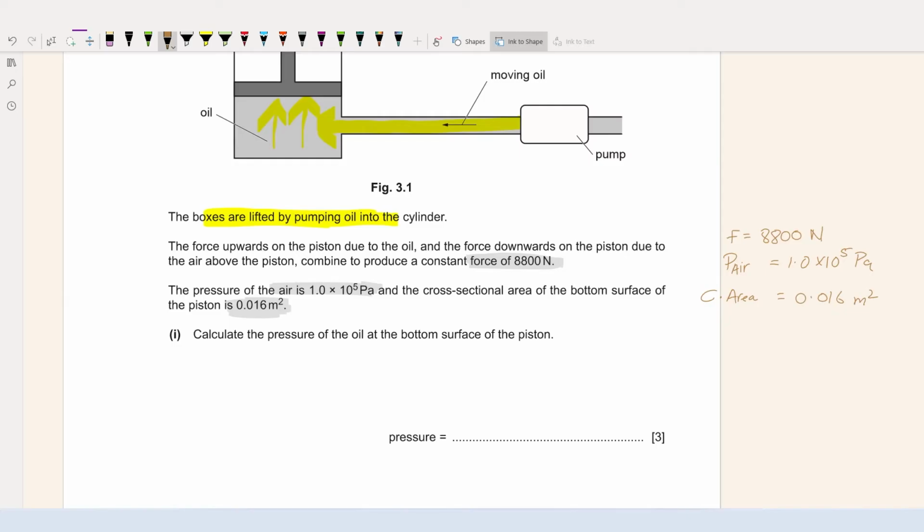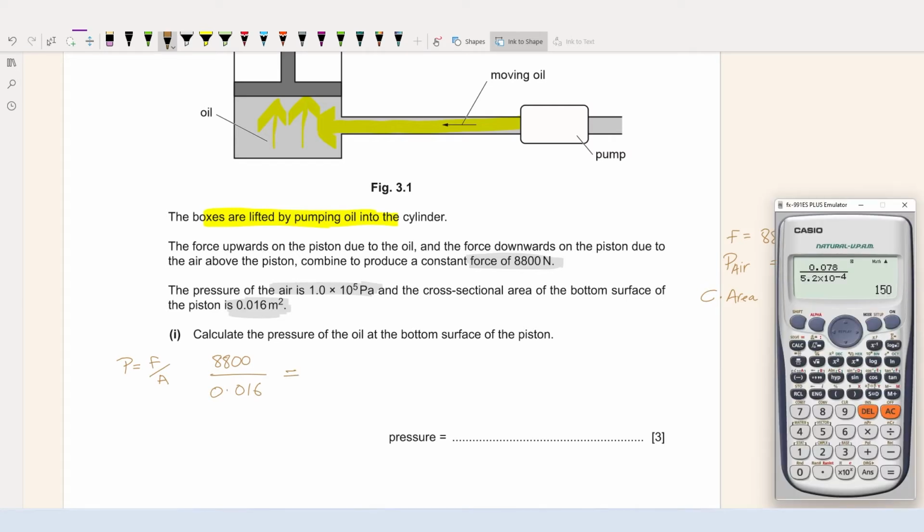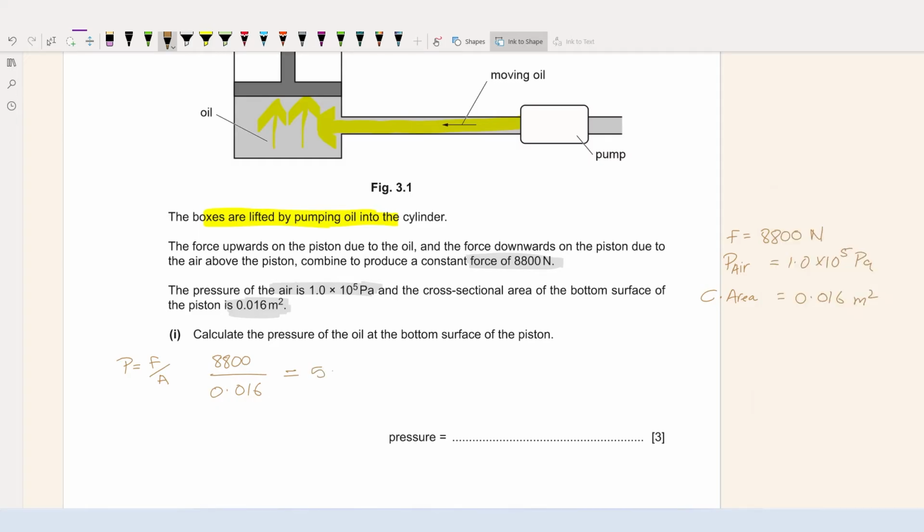So we have the formula pressure equals force divided by area. We are given the force, which is 8,800 Newton, and area which is given 0.016. So we can put this in our calculator, which will give us 550,000.